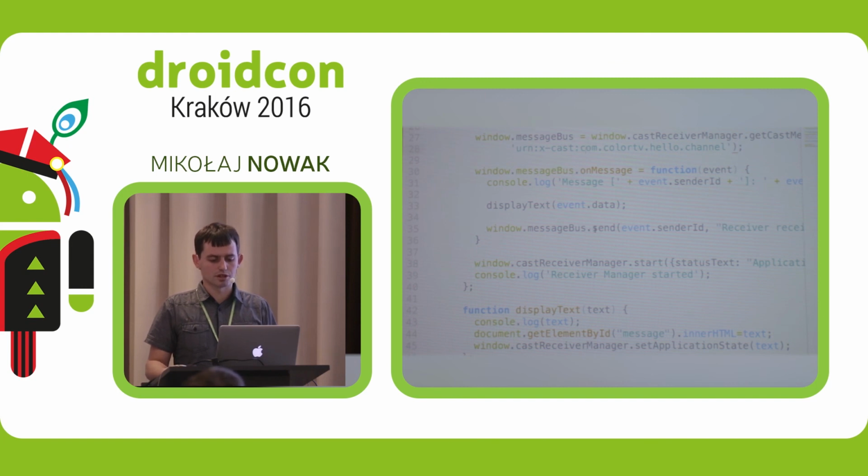We can do it in two ways. We can use the send method, which is taking a sender ID and a message, which is a string message. And we can also send our message to the broadcast with usage of the broadcast method. Then we don't need to set our sender ID. When we set up everything, we just need to invoke the start method of our cast receiver manager.